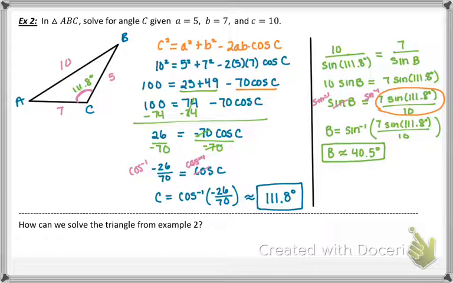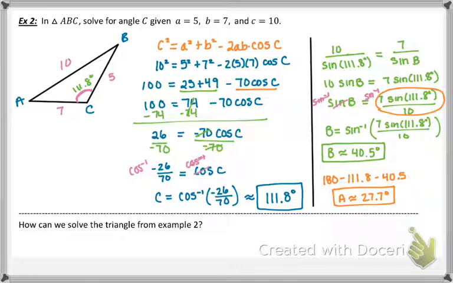And then once you use law of sines to find angle B, and you know the other angle, you're only missing that one last angle, then we can just use the sum of the interior angles of a triangle, 180, take away 111.8, take away 40.5, and that will give you the measure of angle A as 27.7 degrees. And the whole triangle is now solved. You know all 3 sides and you know all 3 angles.